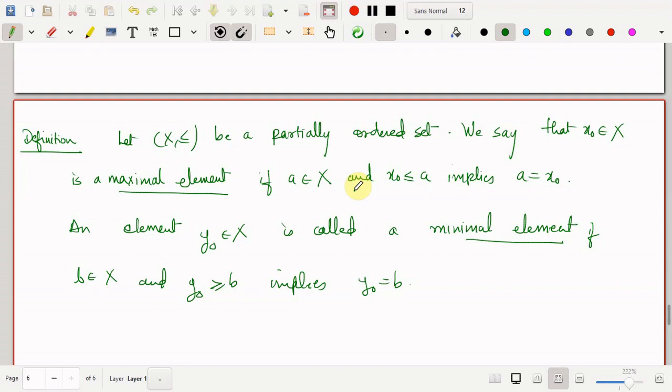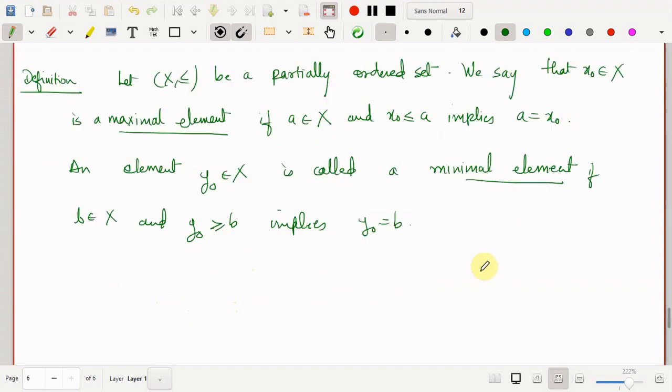We know that x naught is related to itself by the partial order relation as it is reflexive, but it is not related to any other element of X. So whenever that is true, this means that that element is equal to x naught. And in the same way, for minimal, we say that y naught is a minimal element if b belongs to X and y naught is greater than or equal to b, that is, b is related to y naught, implies that y naught is equal to b.